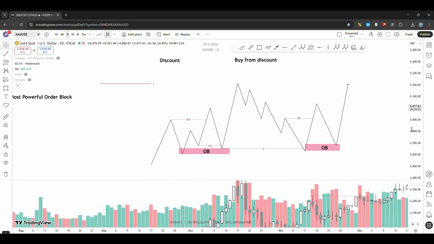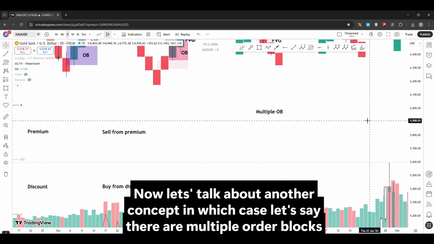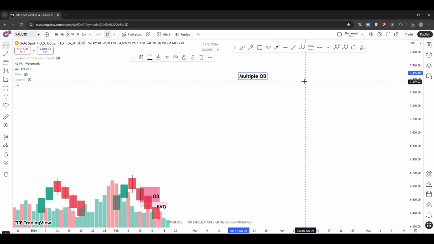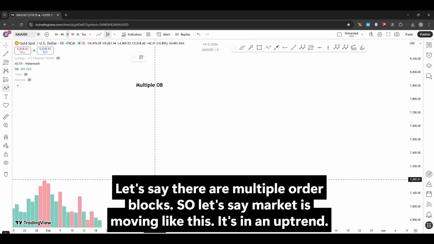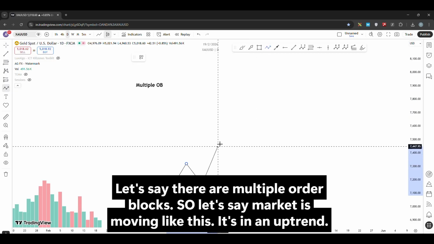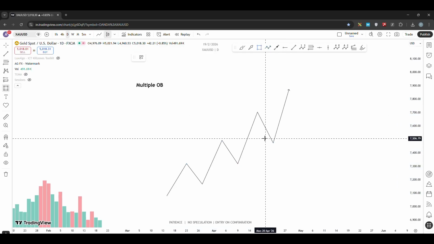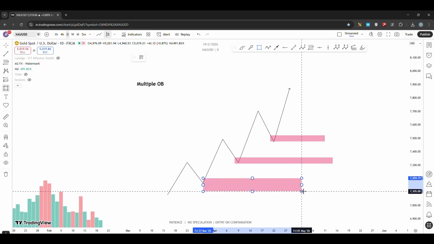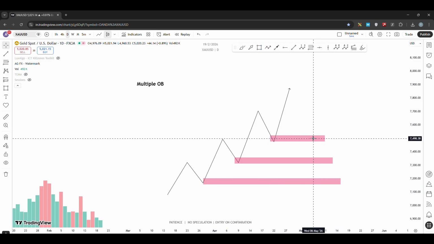Okay, now let's start another concept, in which case, let's say there are multiple blocks. Just like we have studied multiple fair value gaps, which one to give preference? Similarly, let's say that there are multiple order blocks. So let's say market is like this, it's in an uptrend and market creates multiple order blocks. We have got one order block over here, we have got one block over here, we've got one order block over here. In that case, which order block should you give preference?